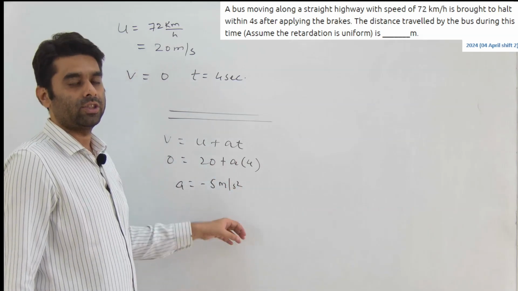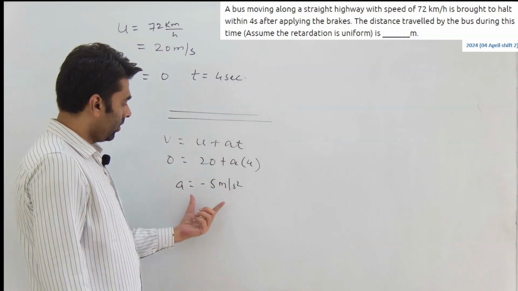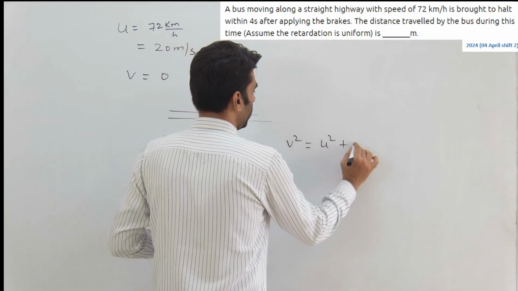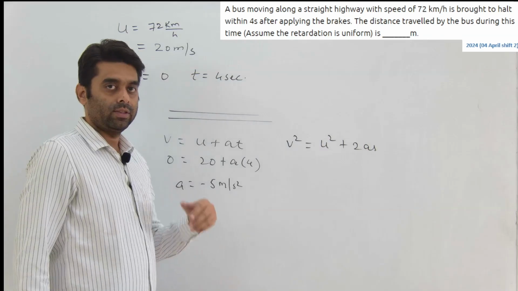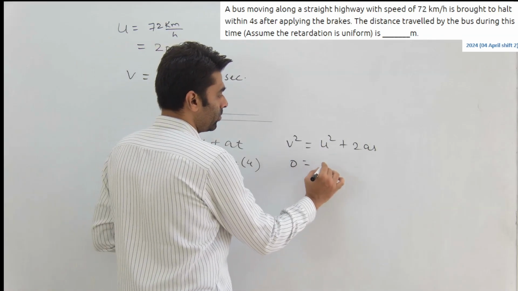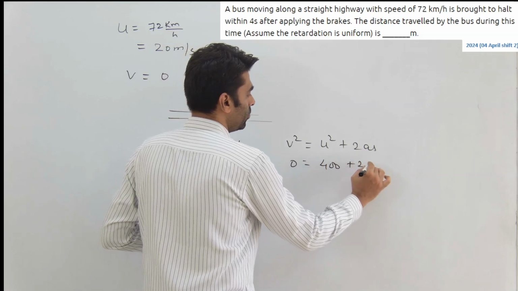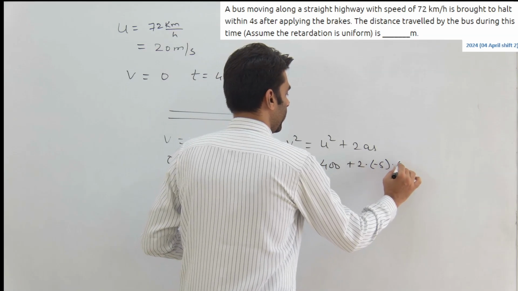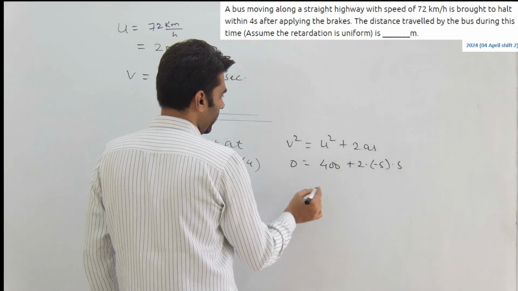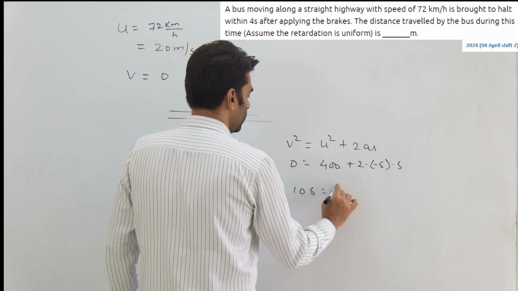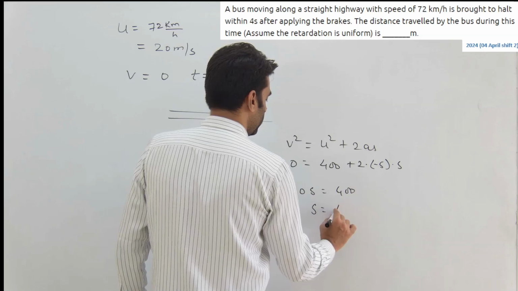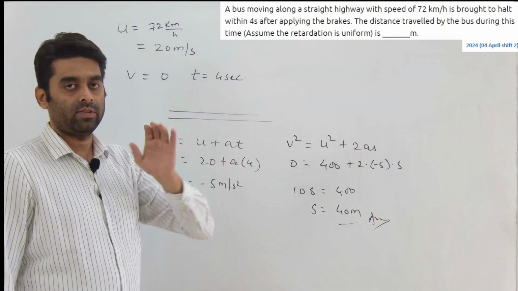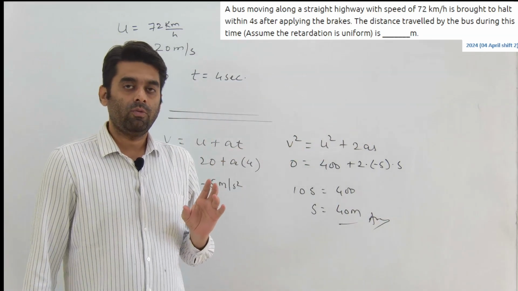This is the retardation of the bus. Now we will use this in our third equation of motion. What is that? v square equals u square plus 2as. Finally the speed is 0. Initial speed was 20, so it will be 400 plus 2 into a, how much is our acceleration, minus 5, into s. Let's bring it this side. It becomes 10s is equal to 400. S is equal to 40 meter. Displacement is coming 40 meter. Because it's a straight line motion in the same direction, your distance will also be 40 meter only.